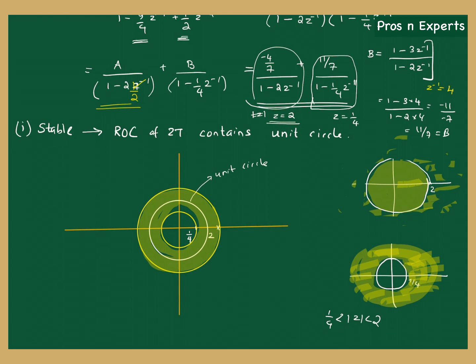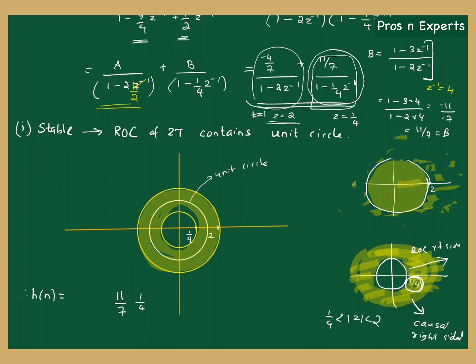So we can write down the inverse transform. What is the specialty of this ROC? Here, for the pole 1 by 4, the ROC is external to the rightmost pole. That means the signal corresponding to this pole will be causal, or right-sided, because the ROC is right-sided. So the signal corresponding to pole 1 by 4 is right-sided. So I can write h of n equal to the inverse transform of that term, 11 by 7 by 1 minus 1 by 4 z inverse, which will be a right-sided signal. I can write it as 11 by 7 into the inverse transform of 1 by 1 minus 1 by 4 z inverse.